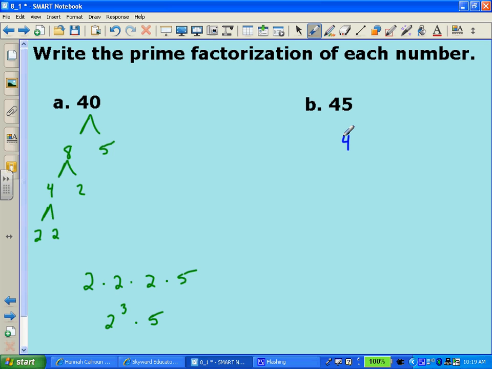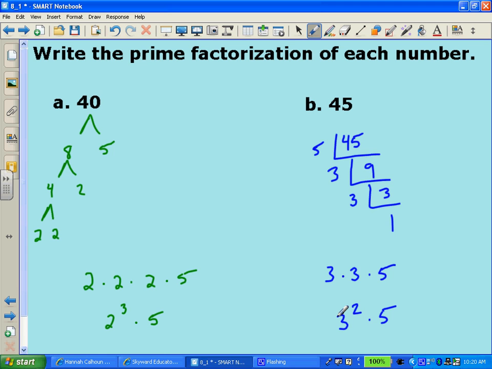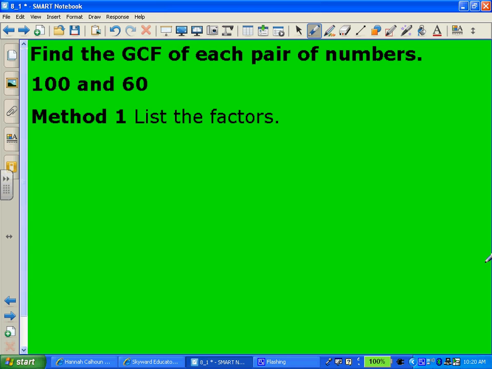Over here, let's use the ladder diagram. So I've got to divide this by a prime number, so let's say I divide it by 5. It'll get me to 9. I can divide that by 3. It's going to get me to 3. I can divide that by 3, and then I get to 1. So you can see my prime factorization there would be 3 times 3 times 5. Or again, I could also write that as 3 squared times 5. Either one works. Okay, so that's the first thing you'll be doing, is just writing prime factorizations of numbers.